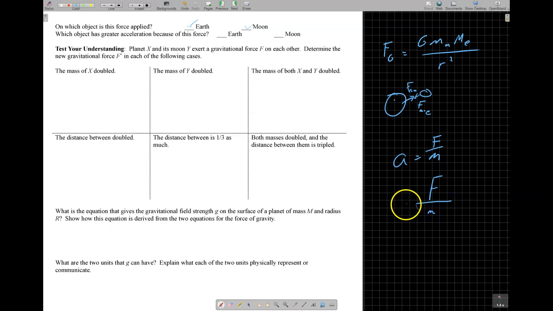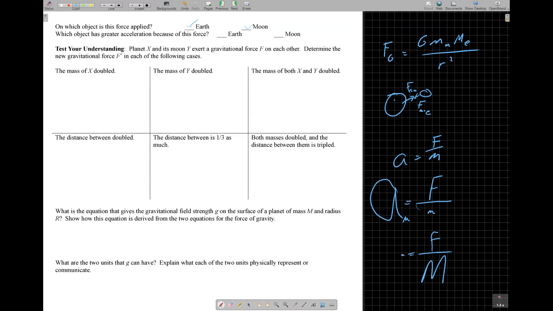One, we have a very tiny mass, and when we have a very tiny mass, that means we have a much larger acceleration. That's the moon, acceleration of the moon. Meanwhile, the Earth's mass is much larger with the same size force, so our acceleration becomes much smaller. Acceleration and mass are inversely related.